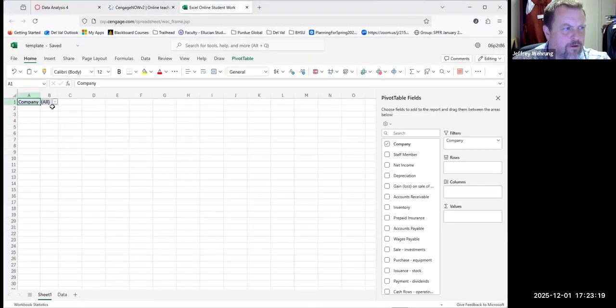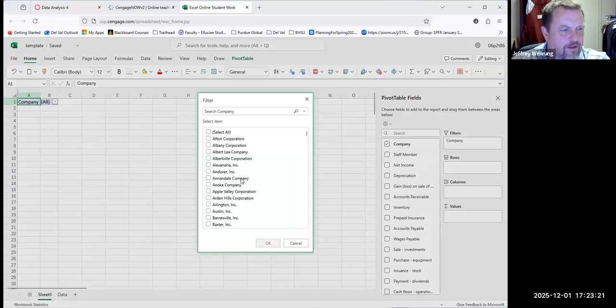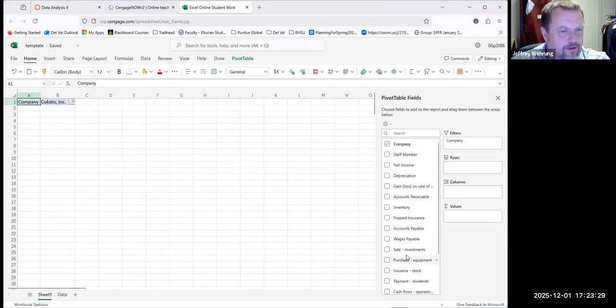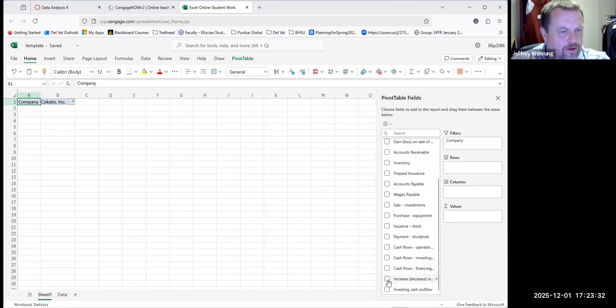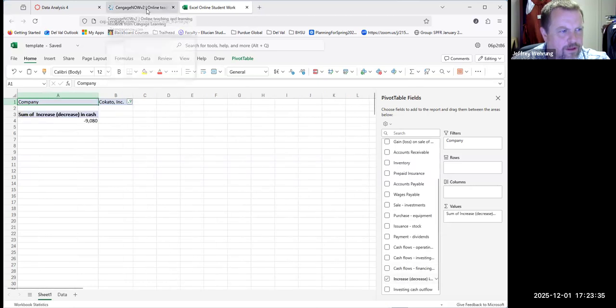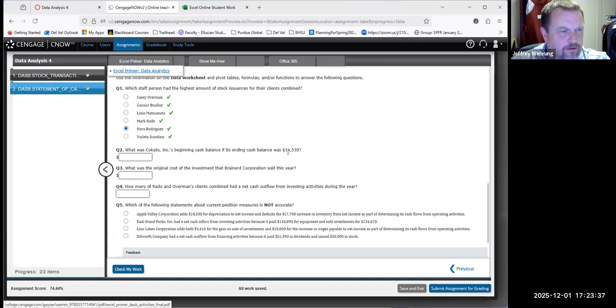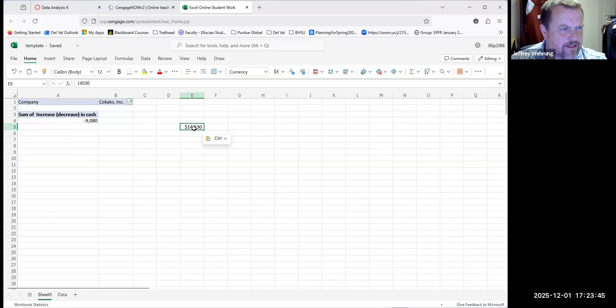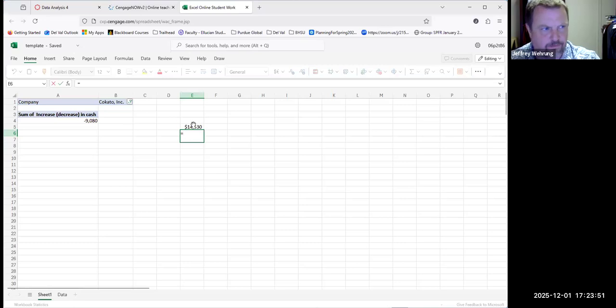Cocado. They couldn't use Coca-Cola, so it's Cocado. Okay, so I'm just looking at Cocado and I want to look at their, okay, so if they started out with 14,530, so they started out with 14,530 and they had that change in cash. So they went down 9,000, so they must have started out at 23,000.